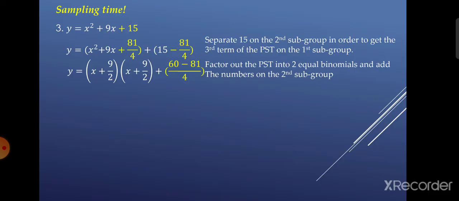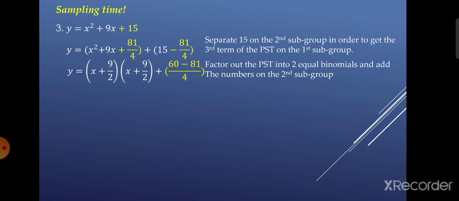Why 60 minus 81 over 4, sir? Okay. We cannot directly subtract 15 minus the fraction 81 over 4. Rather, just understand that the denominator of 15 is 1. So, 15 over 1 minus 81 over 4. When we subtract unlike fractions that don't have the same denominator, the common denominator is 4.